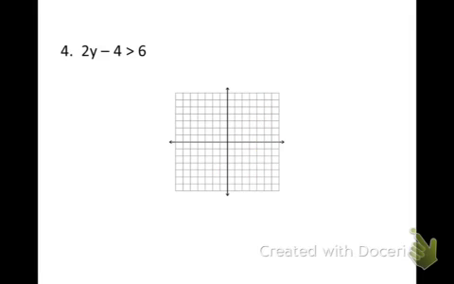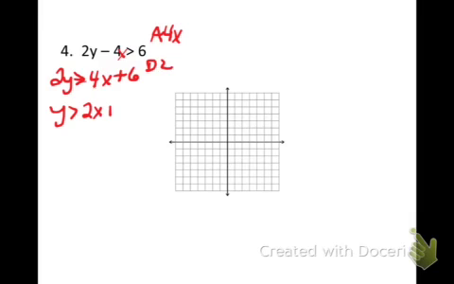On this one, again, I need to get it in the correct form. I think I left my x out, so there should be an x actually right here. So I'm going to add 4x to each side, which would leave me 2y is greater than 4x plus 6. I need to divide by 2, leaving me y is greater than 2x plus 3. To graph this, my y-intercept is 3, and my slope is 2, so rise 2, run 1, rise 2, run 1. This time it should be a dotted line through these points.